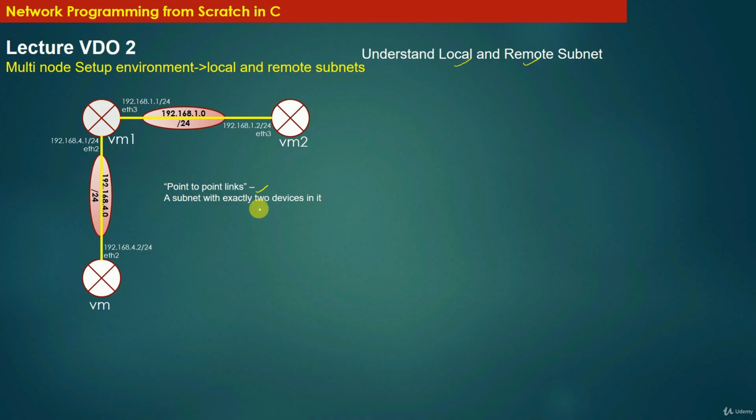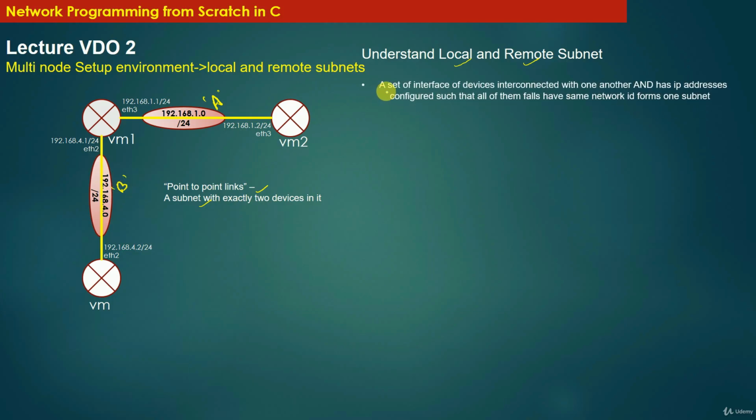So remember, in point-to-point links, there are always two devices, and those two devices form exactly one subnet, which I have already explained in the previous slide. You can see that there are two point-to-point links and each point-to-point link forms one subnet. Let us call this subnet A and the other subnet B.